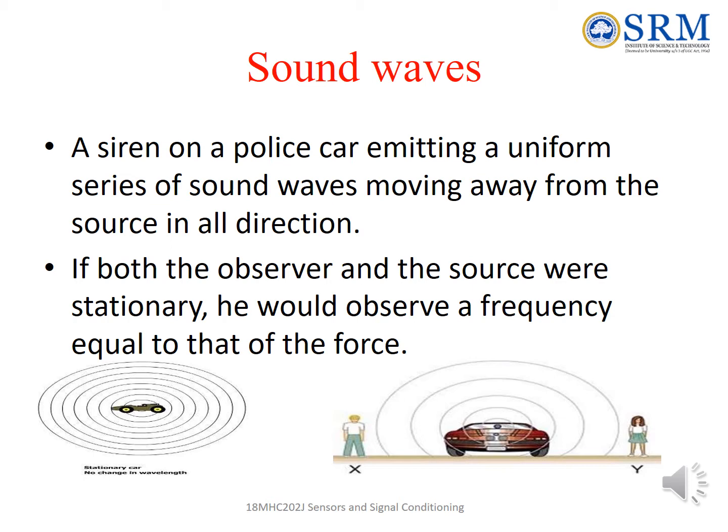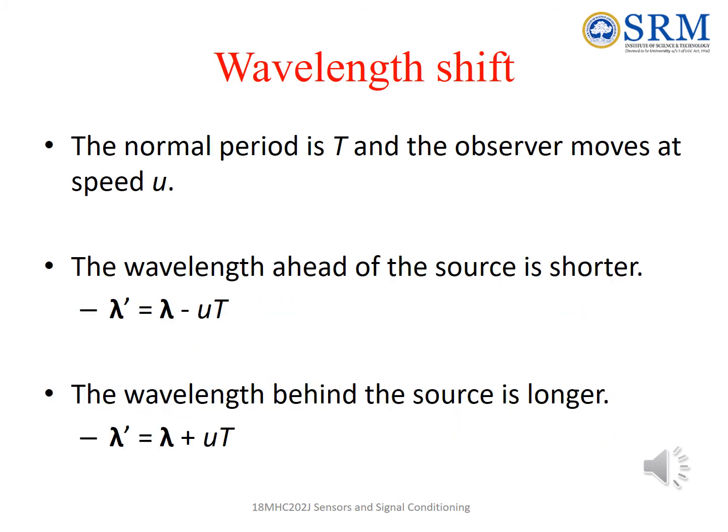A siren on a police car emits a uniform series of sound waves moving away from the source in all directions. If both the observer and the source were stationary, as you can see in the first picture, he would observe a frequency equal to that of the source. So there will be no change in the frequency. But in the second picture, you can see that when it is moving farther and when it is moving nearer, you will obtain a different range of frequencies.